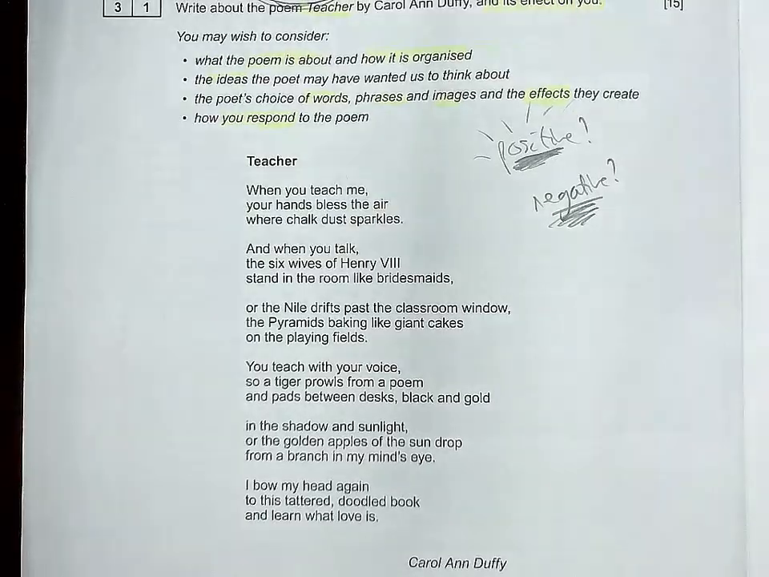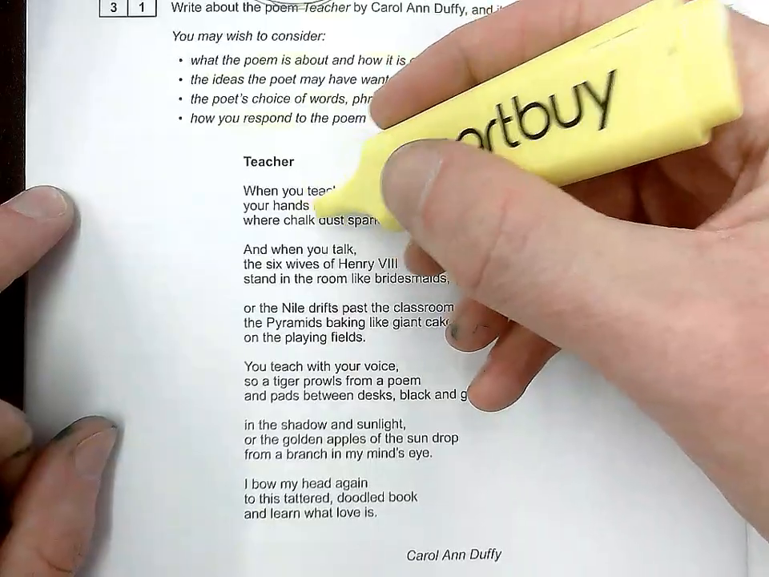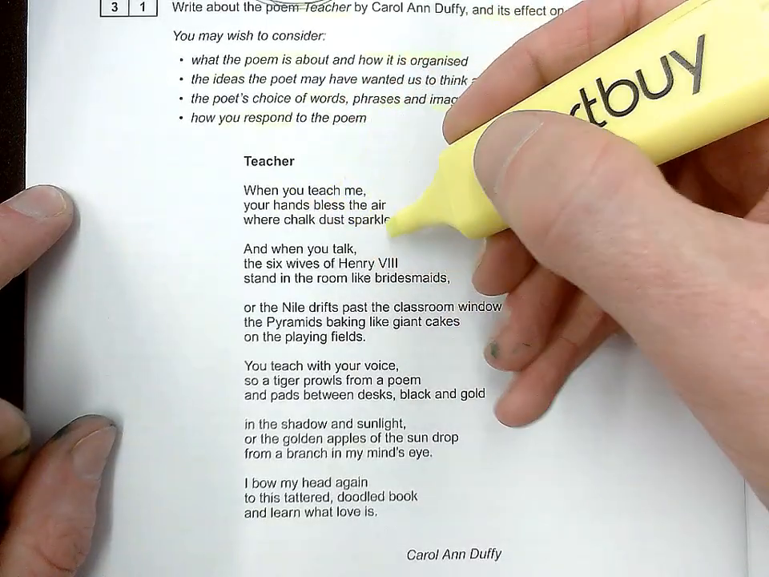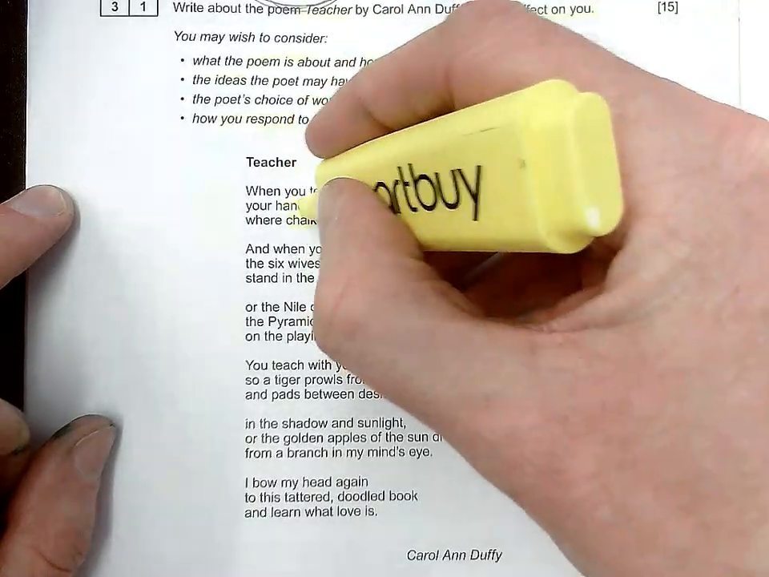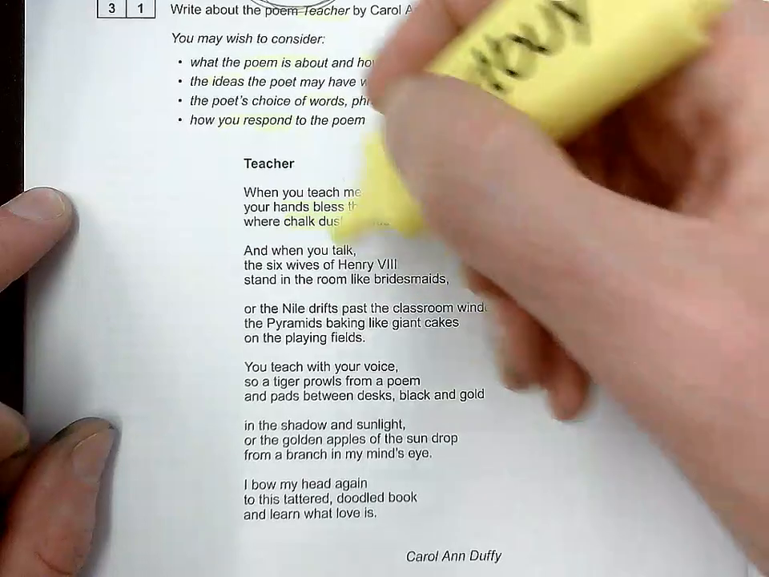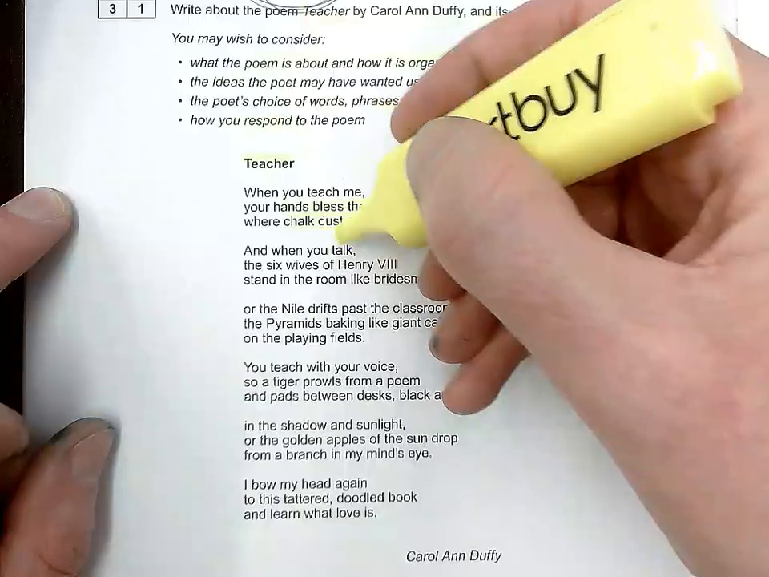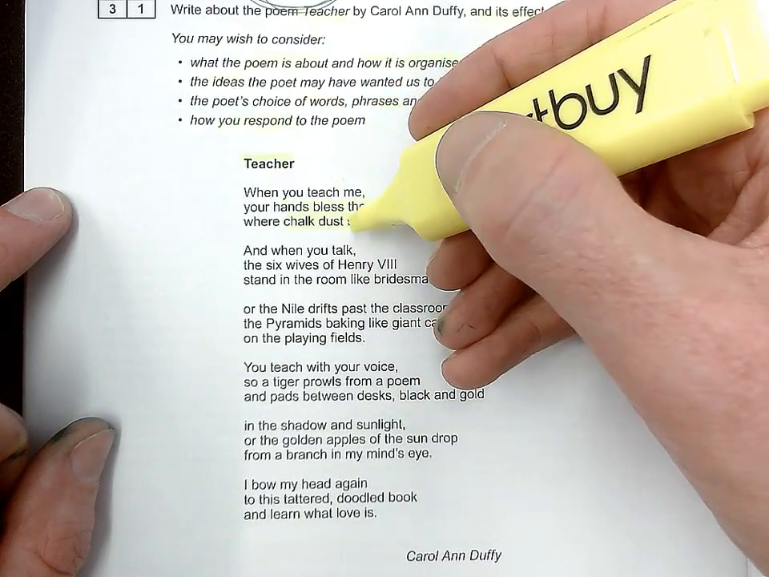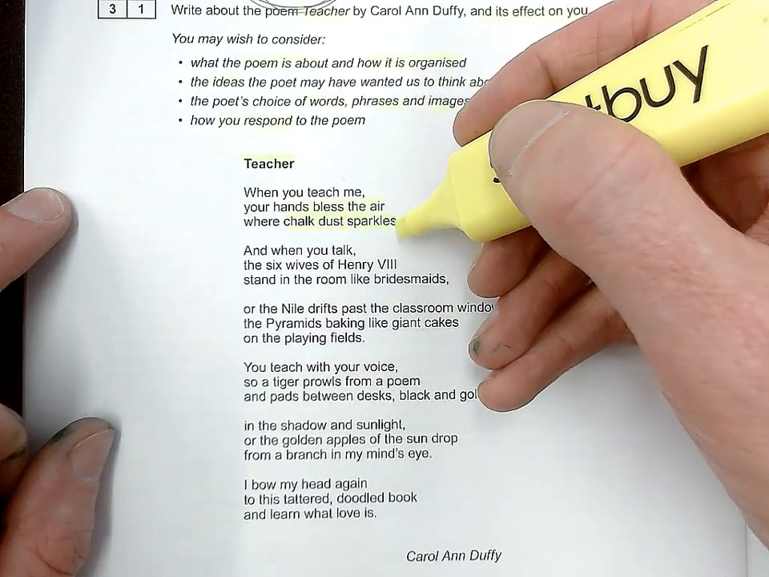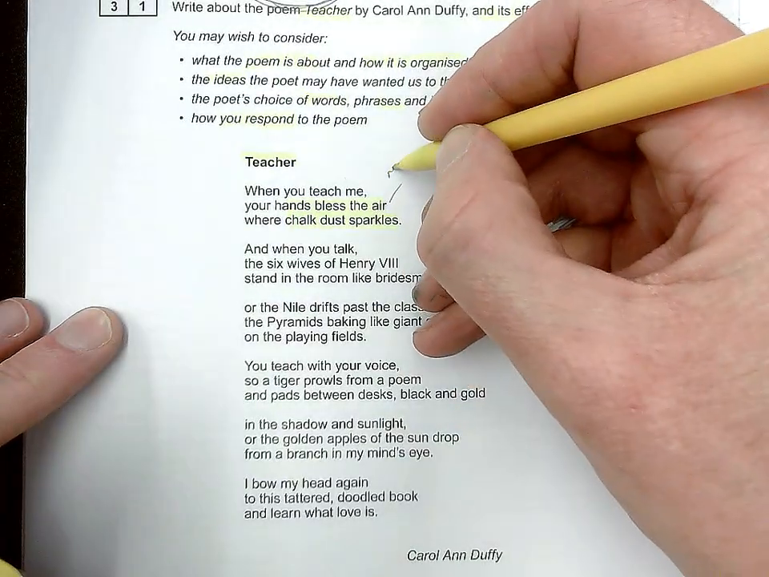So, for example, in this poem, she says, "when you teach me, your hands bless the air where chalk dust sparkles." So these phrases sound very positive, don't they? This teacher, whoever they are, when they teach, it seems like the chalk dust from the chalk they're using to write on the blackboard is sparkling in the air. It almost makes the teacher sound magical.